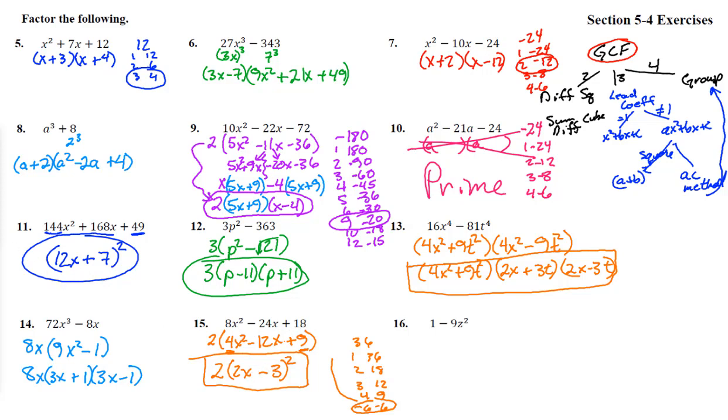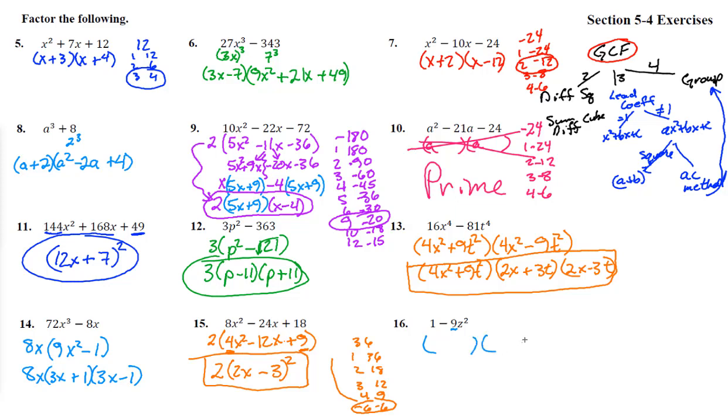All right, and finally, number 16. 1 minus 9z squared. Is there a greatest common factor first and foremost? None. No, there's not. You've got a 1 and 9z squared. So how many terms? 2. This is a subtraction sign, so it's a difference. Is it a difference of squares or a difference of cubes? 9 is a perfect square.